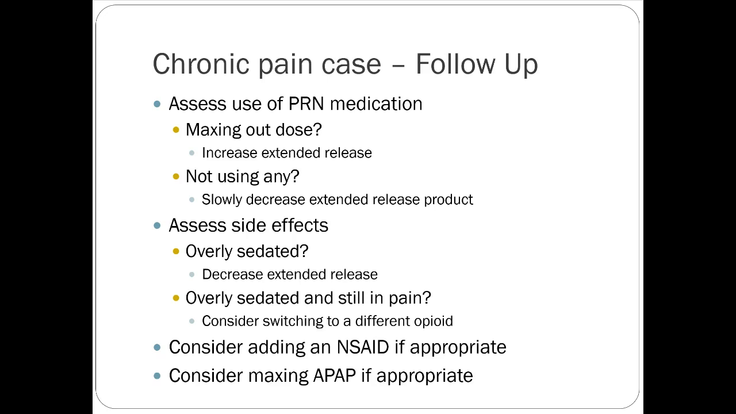So that's basically what I just said about the PRN medications on that first bullet there. Side effects, of course: if the patient's overly sedated, you've got too much on board. If they're overly sedated and still in pain, that's a tough one because you're kind of at a limit. You don't really want to push your current opioid dose, so you might try switching to something else. For example, in this case, we tried long-acting oxycodone, and let's say they're sedated on that. You don't really want to push the dose. They're still in pain. Maybe you switch to fentanyl patches. That's probably your only other option other than some other things.